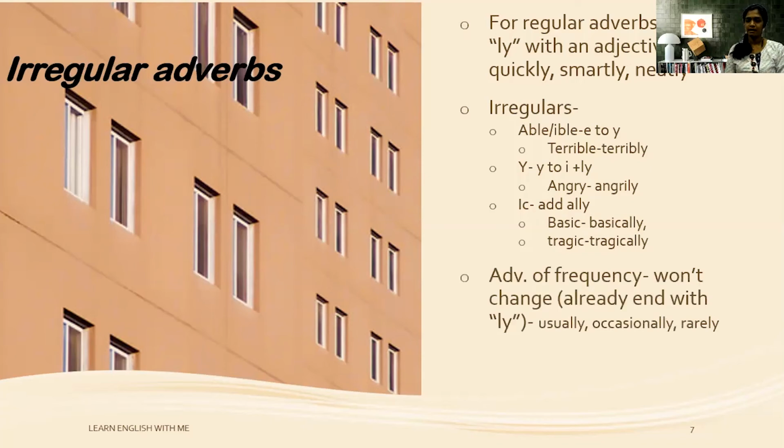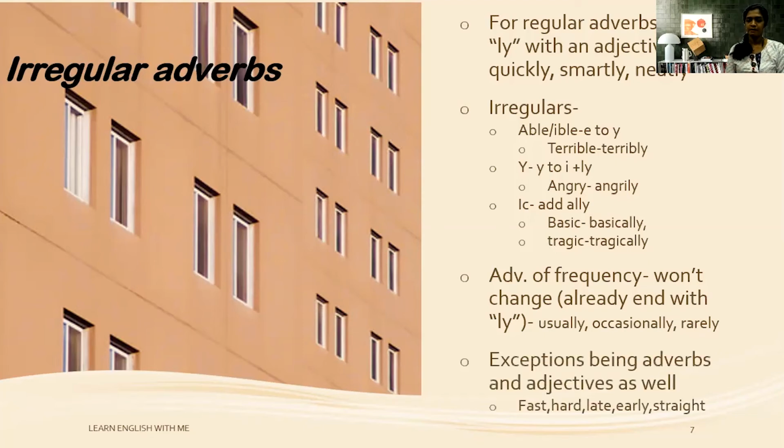And as most of the adverbs of frequency end with ly, you don't have to make any changes, like you don't have to add an additional ly. So they also come under the type of irregular. Okay? And of course, here too, there are some exceptions. Like the list of words given, they can be used as adverbs and as adjectives as well. Far, late, early, straight. Okay.